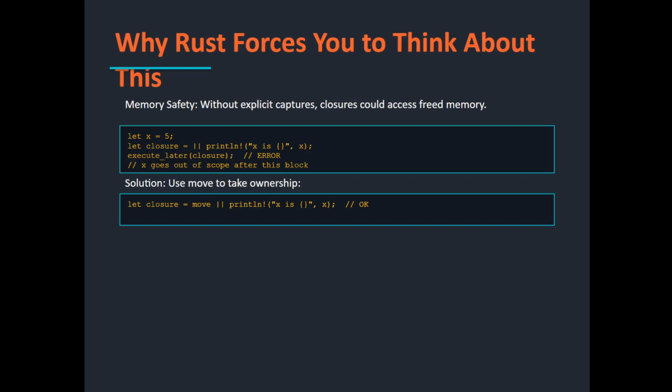In JavaScript or Python or C++, a closure just captures variables. You don't think about borrowing. Rust makes you explicit. Why? Just because of memory safety. The more you go into automotive or any other safety critical application, you need memory safety.